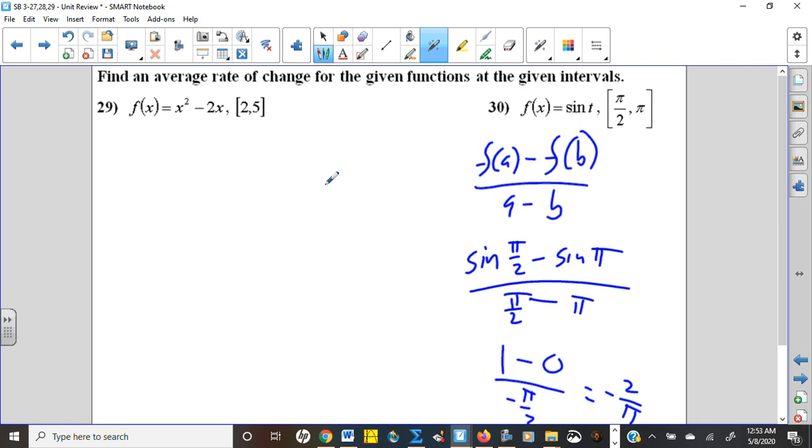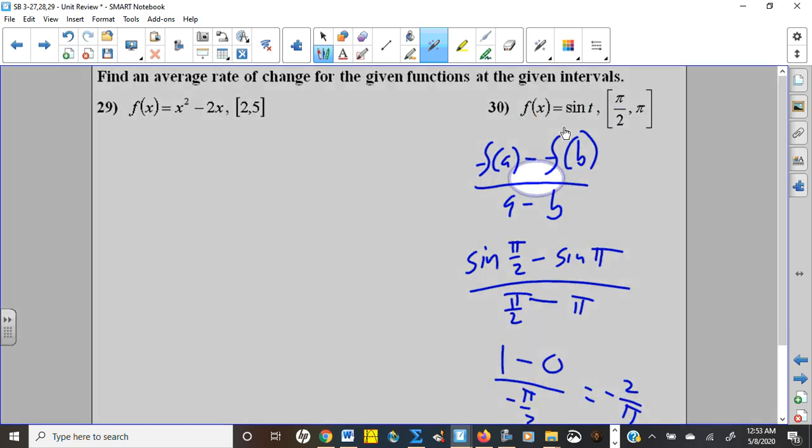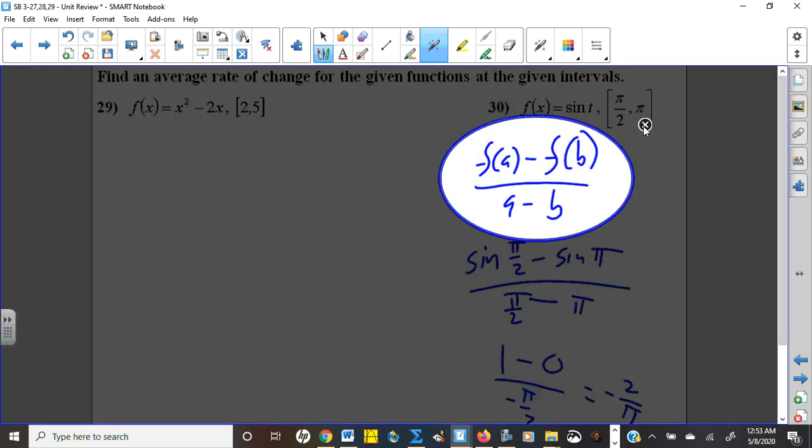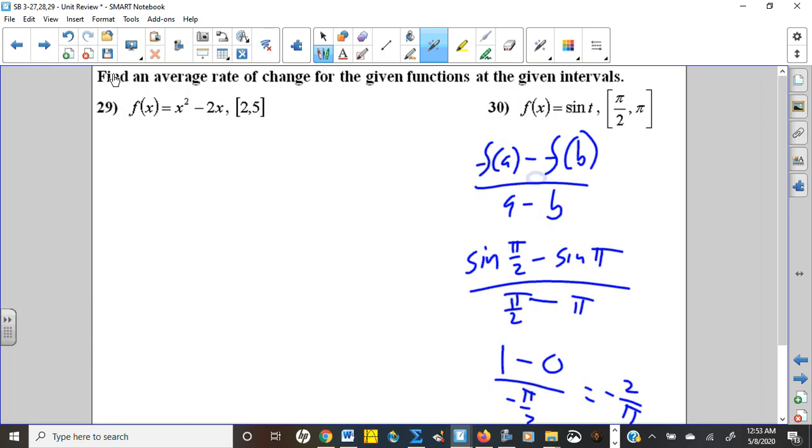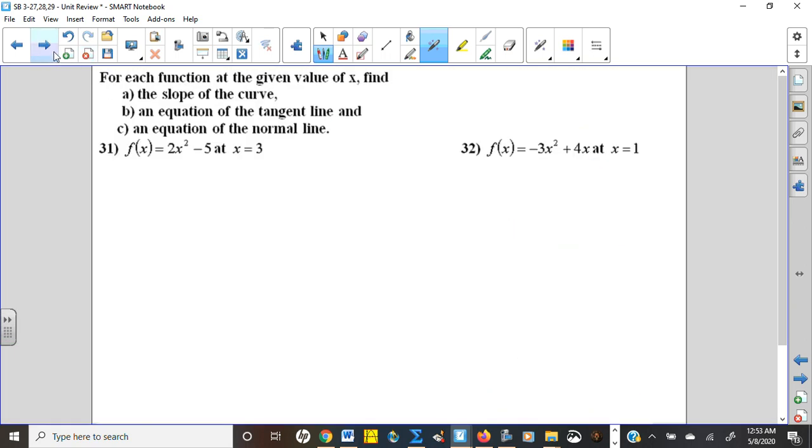You're not going to have any free response on this one, so some of you who like to cut work, I guess you could do that, but it's always safer to work things out. Here's that average rate of change formula that we like to use: f of a minus f of b over a minus b, or f of b minus f of a over b minus a.